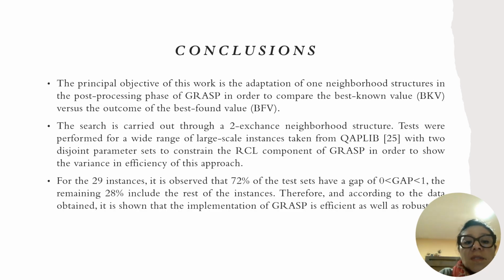In conclusion, the principal objective of this work is the adaptation of one of the neighborhood structures in the post-processing phase of GRASP, in order to compare the best known value versus the best found value. The search is carried out through two exchange neighborhood structures. The tests were performed for a wide range of large-scale instances taken from the QAPLIB, with two disjoint parameter sets to constrain the restricted candidate list of GRASP in order to show the variance in efficiency of this approach.